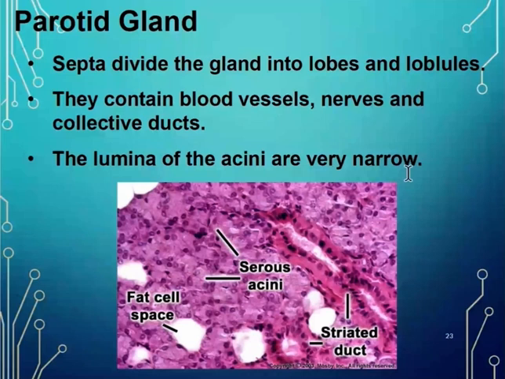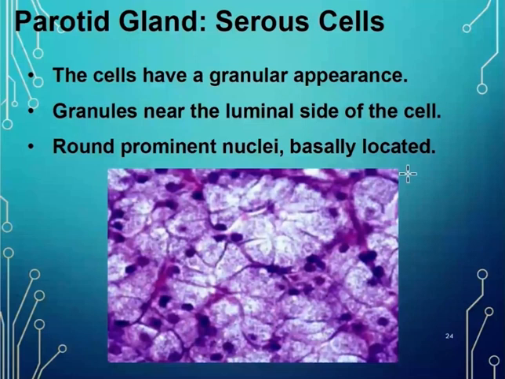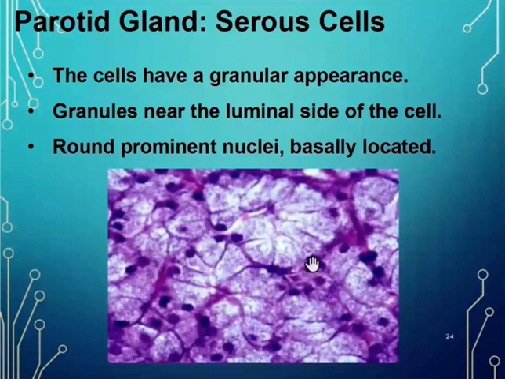Now, under the microscope, the serous cells have a granular appearance. We have many granules because it is rich in protein, remember? So the cells have prominent, round nuclei located at the basal third of the cell, which is basophilic because of the presence of the rough endoplasmic reticulum.